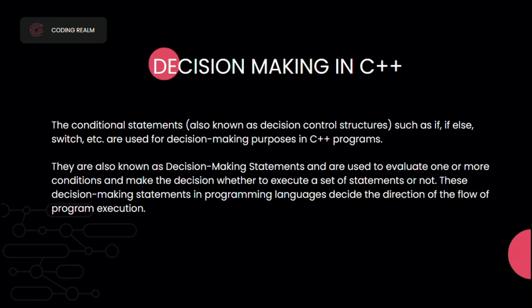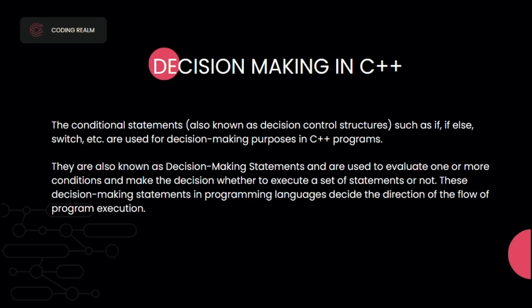The conditional statements, also known as decision control structures, such as if-else and switch, are used for decision-making purposes in C++ programs. They are also known as decision-making statements and are used to evaluate one or more conditions and make the decision whether to execute a set of statements or not. This decision-making statement in a programming language decides the direction or flow of program execution.